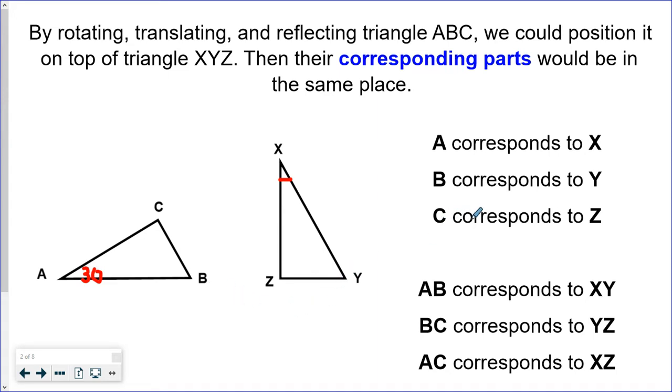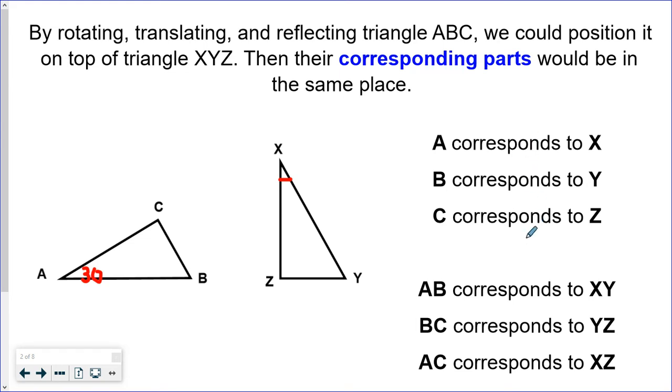Just like letter C, this angle right here, happens to be a 90-degree angle. That means letter C corresponds with letter Z. If I knew this is a 90-degree angle, that should automatically tell me that letter Z is also a 90-degree angle. So the angle measurements: A would be equal to X, B would be equal to Y, and C would be equal to Z. The angles would be the exact same measurements.